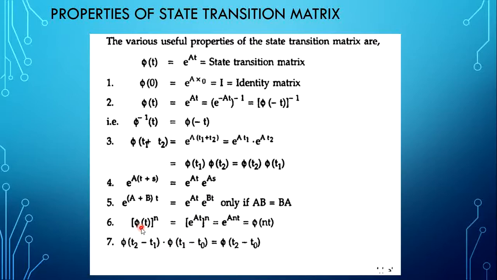Phi of t the whole power n can be written as e to the power At the whole power n, so this can be written as e to the power Ant, which in the other way we can write as phi of nt. Phi of t2 minus t0, where the time period is split from t2 to t0, is phi of t2 minus t1 into phi of t1 minus t0. These are all different useful properties of state transition matrix.